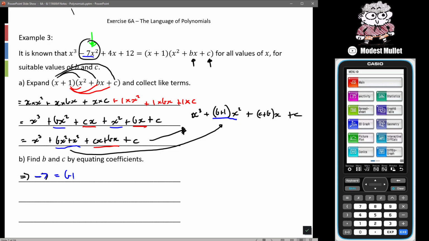-7 must be equal to b plus 1. Well, that's obvious from there. Take the 1 away from both sides, we get -8 is equal to b. So that's what b must be equal to.